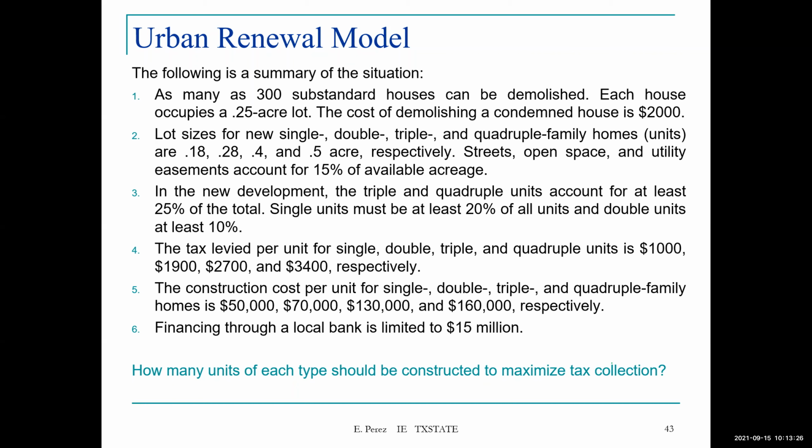So a lot of data here, a lot of information. Costs, the income in terms of tax that you're going to receive, financing limitations, the cost of construction. So how do we take all this information into account to make decisions of how many units of each type should be constructed to maximize the tax collection?